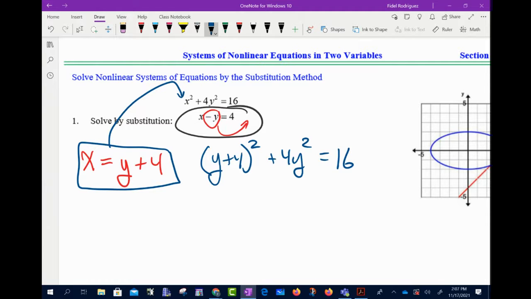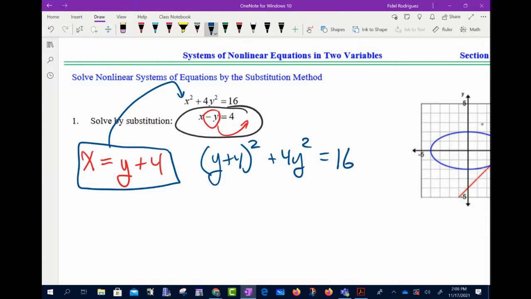Okay. So now that I got that part set up, what I need to do is FOIL out or multiply that y plus 4. I need to multiply that whole deal out. So let me go ahead and do that. I'm going to plug this thing in real quick. There we go.